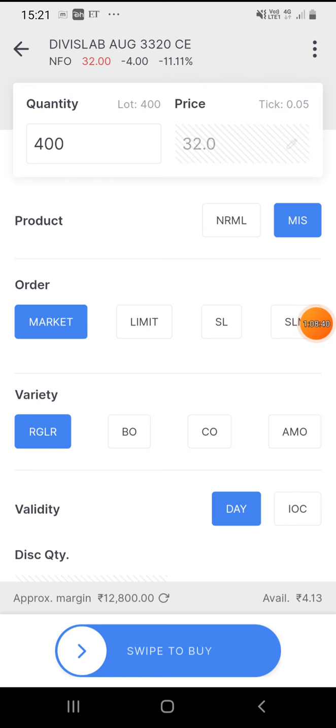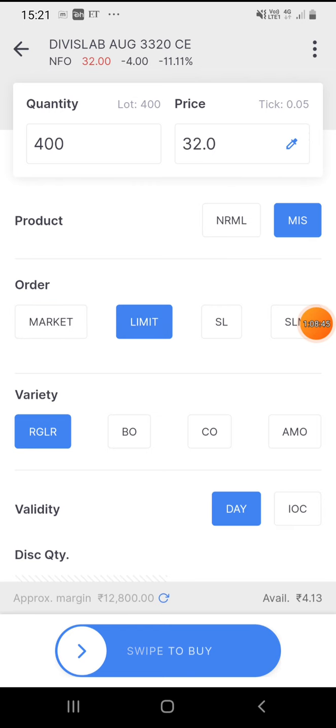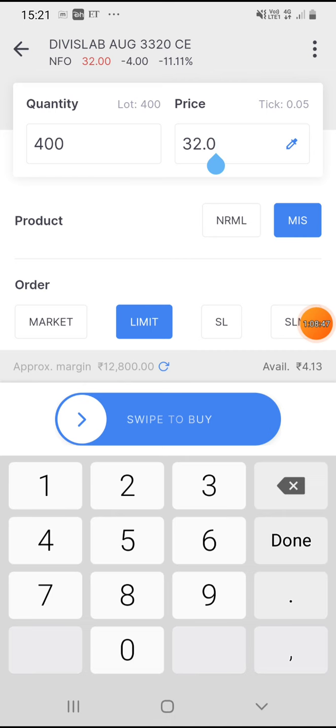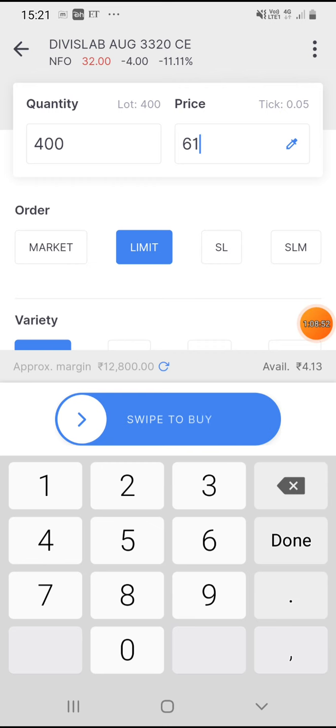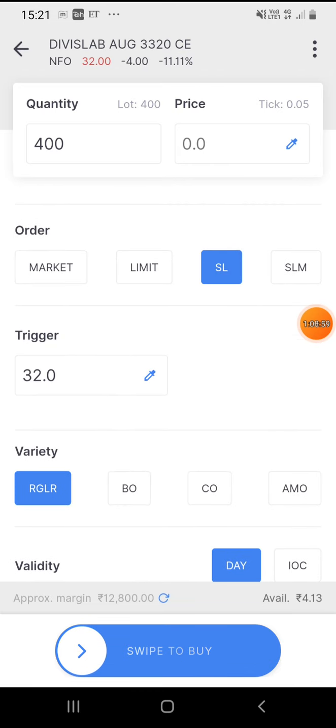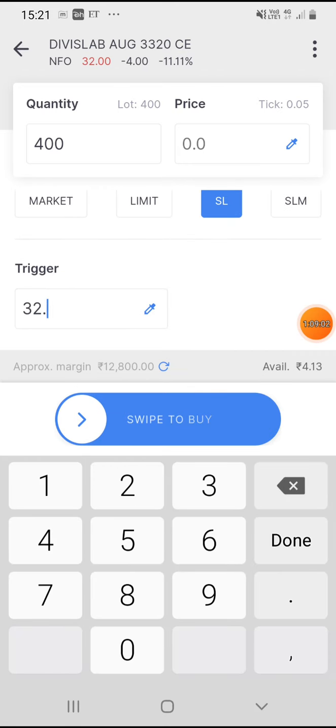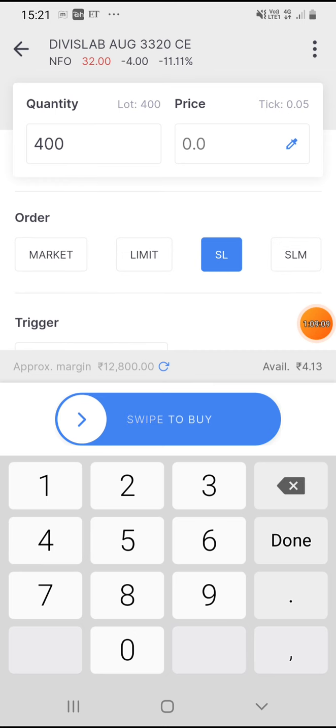So you have two options. First, wait till it touches 61 and buy at market, like 61. Just swipe buy, then you will get buy at 61. But a better option is to click on SL and click in this trigger. Our buy above 61 is our value, so just click 61. Okay, and here 61.5. Okay, then swipe it.